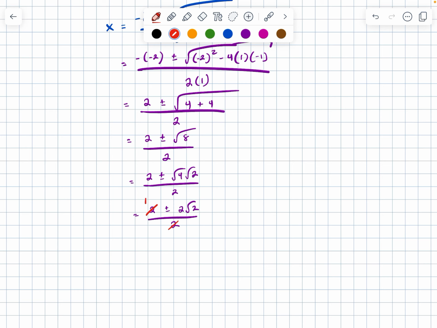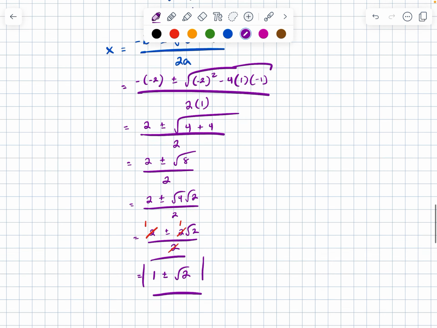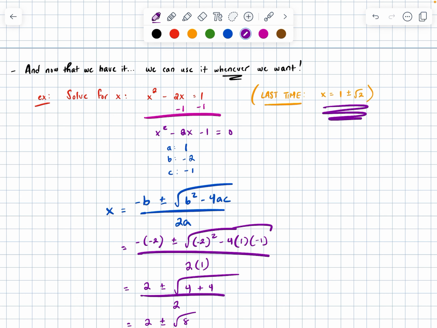So 2 divided by 2 leaves me with 1. 2 root 2 divided by 2 would leave me with 1 root 2. So my final answer would be 1 plus or minus 1 root 2. I can leave that 1 invisible. And would you look at that, 1 plus or minus the square root of 2 is exactly the same as the solution set that we identified by completing the square.